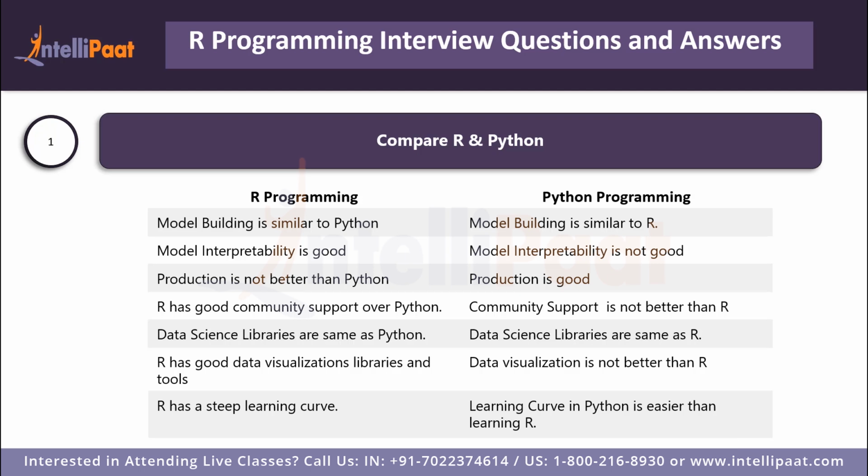Then in R, the data science libraries are the same as in Python, and in Python the data science libraries and packages are the same as in R. That is, they serve the purpose of data analysis, data manipulation, and creating machine learning as well as AI models. So, both of these programming languages consist of various libraries and packages that are used in data science. Then R has good data visualization libraries and tools, whereas data visualization libraries in Python are not better than R. R provides more informative and beautiful graphs in comparison to Python.